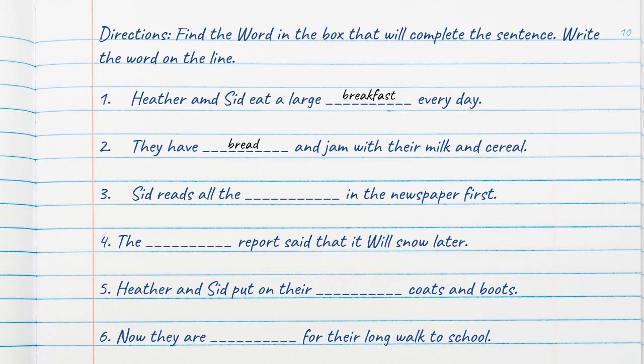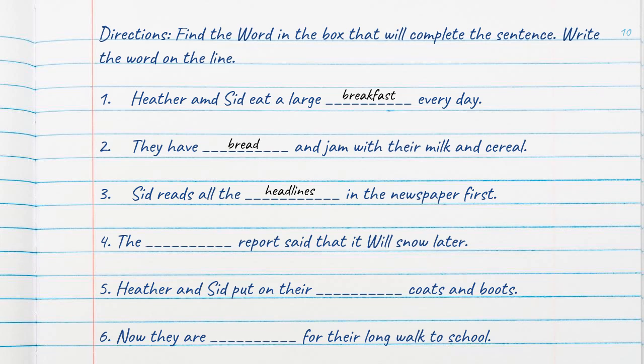Number 3. Sid reads all the in the newspaper first. That's right, headlines. That's how you call the titles in a newspaper. They are called headlines. Sid reads all the headlines in the newspaper first. Okay, let's continue with number 4. You can pause the video if you need more time to write the answers, okay?